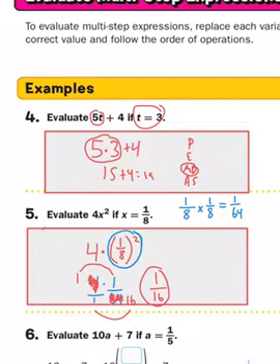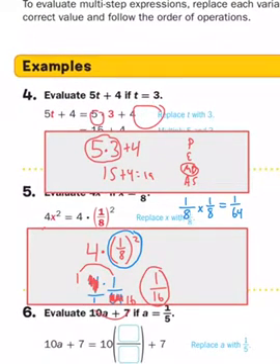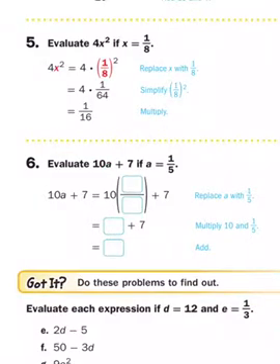All right, and then we have example 6. In example 6, I want you to do this one with me. So let's start out by looking at our expression. It says evaluate 10 times a plus 7 if a is 1/5. So let's start writing this down. We're going to first substitute the 1/5 for a. So we have 10 times 1/5 plus 7.